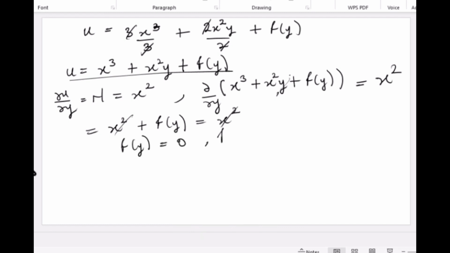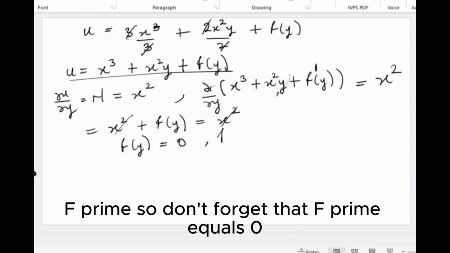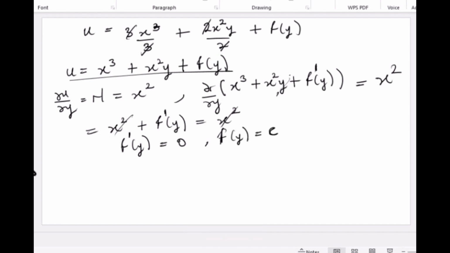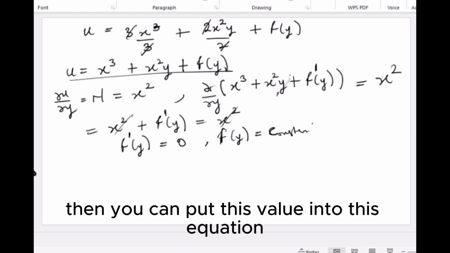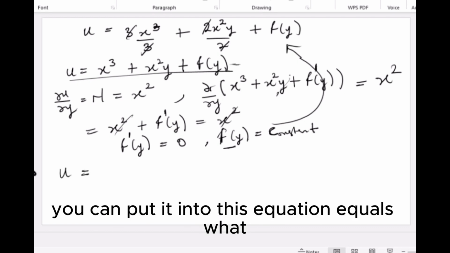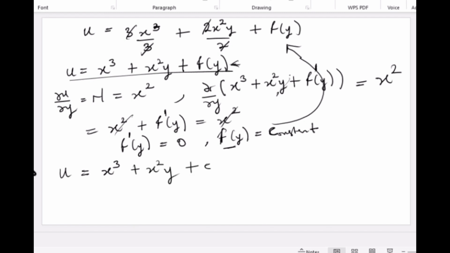Then when you differentiate this, you actually have f prime, so don't forget that. f prime equals 0. Then f as a function of y will then be a constant. Then you can put this value into this equation. So you have u to be what? x cubed plus x squared y, then plus c.